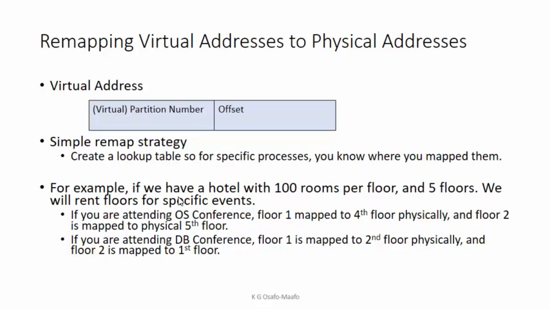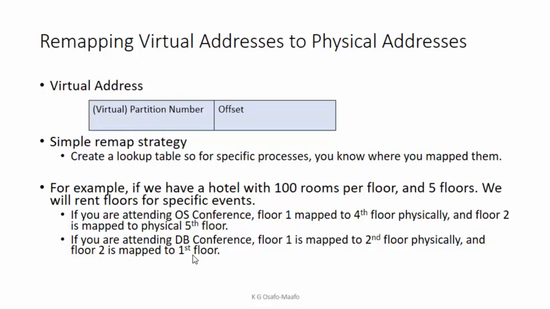This is another example where it should also be possible, for example, if 2 events were happening in the hotel, to say the first floor for the event, for example an operating system conference, is the 4th floor, and the 2nd floor with respect to the OS conference is the 5th floor. And we are having another conference, maybe a database conference, and for that database conference, the 1st floor is supposed to be the 2nd floor physically, and the 2nd floor is the 1st floor.